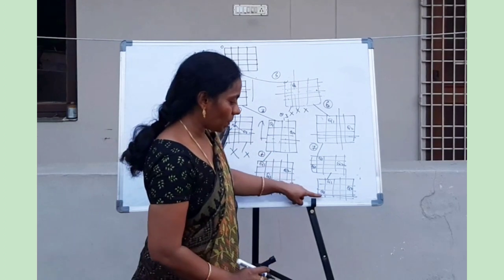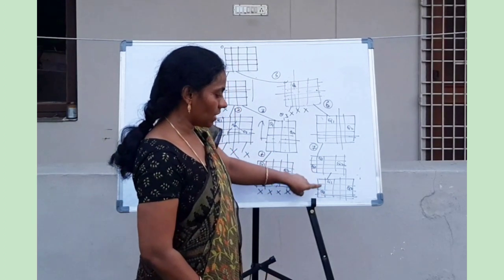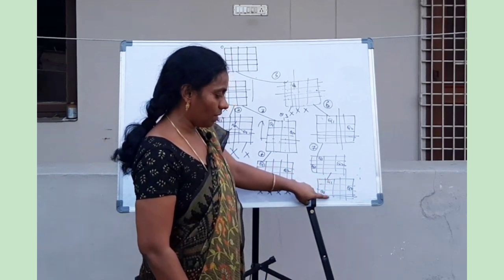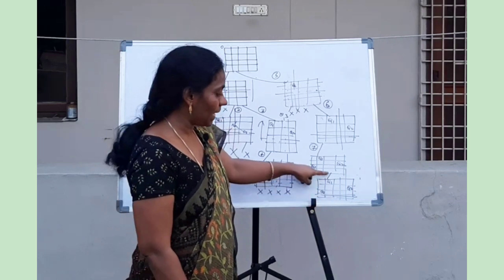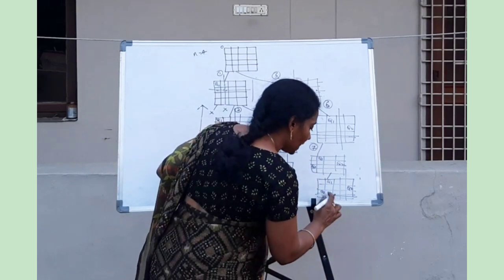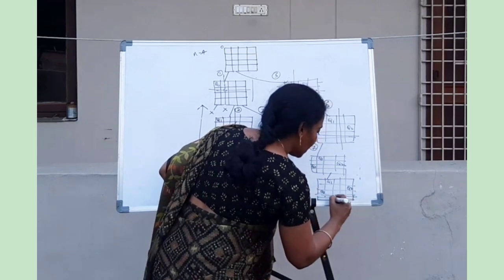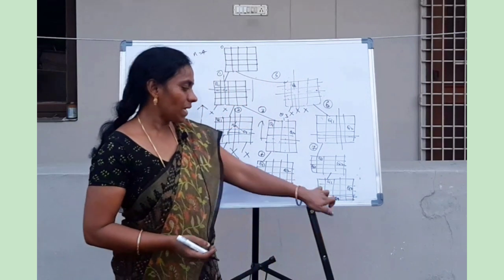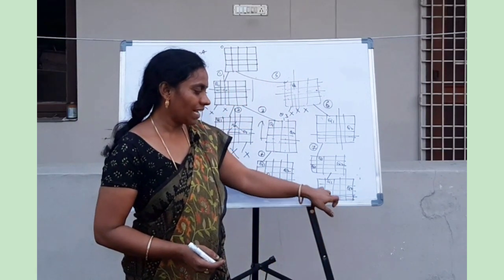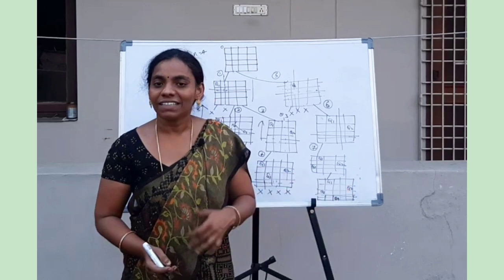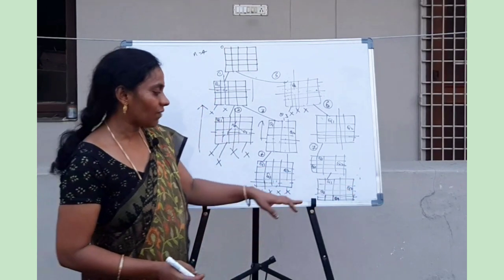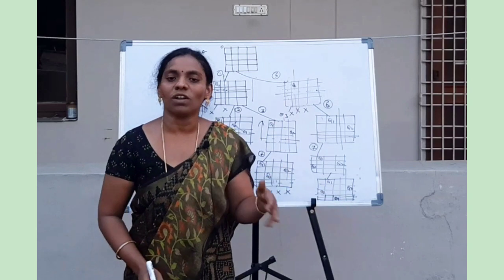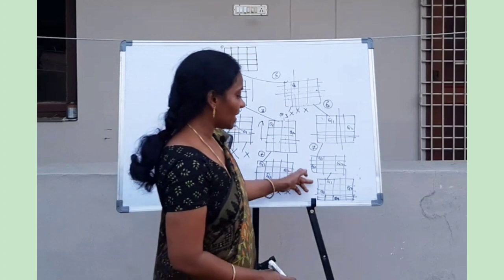Now I cannot place queen 4 here because it will be in the same column, and I cannot place queen 4 here either, because it will be in the same column. So I have a possibility that I can place my queen 4 at this position. If I place my queen 4 at this position, it cannot attack any other queens. You can find out it is not placed in the same row, same column or same diagonal. So here it is a solution.